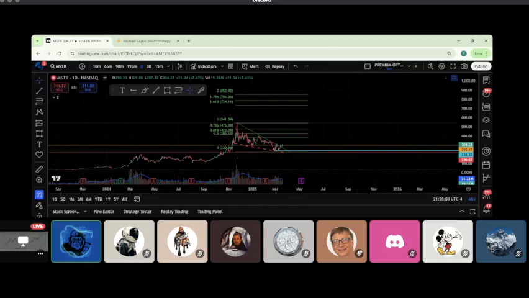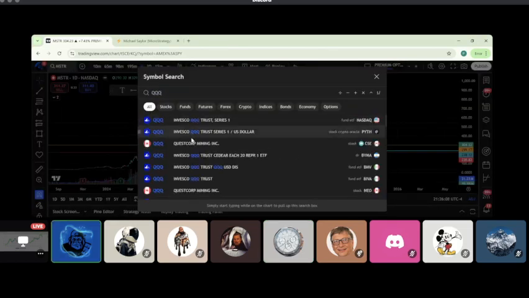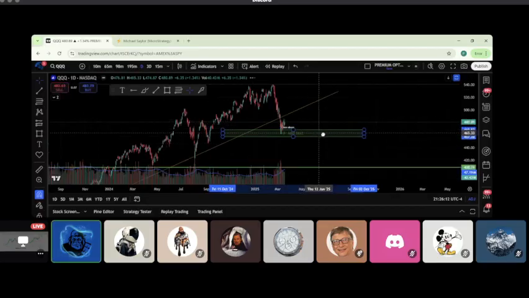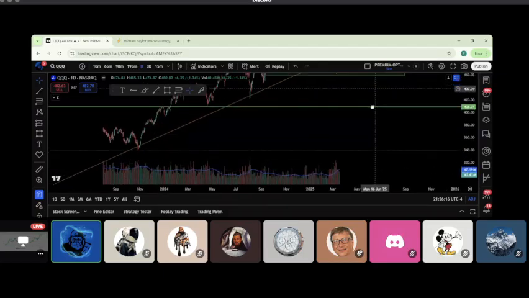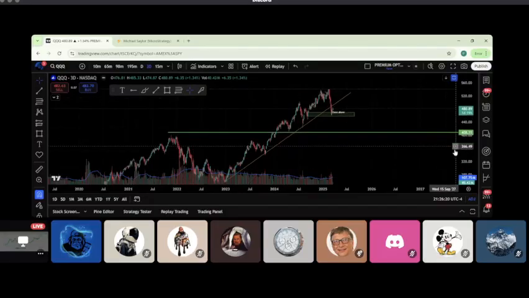What do we got next on the list? QQQ and ACN. Okay, QQQ. And I probably got to sign off, I need to get some sleep tonight. Let's see. We had this big old trend line. Yikes. Yeah, let me fix this though.